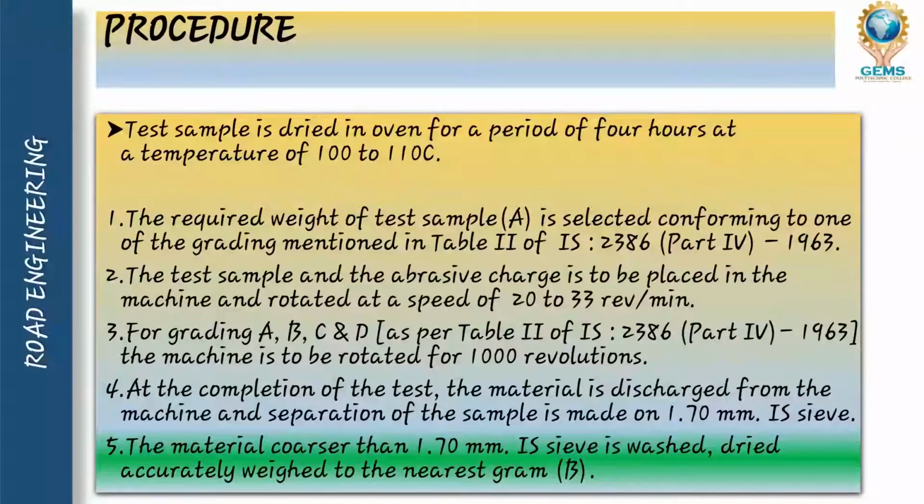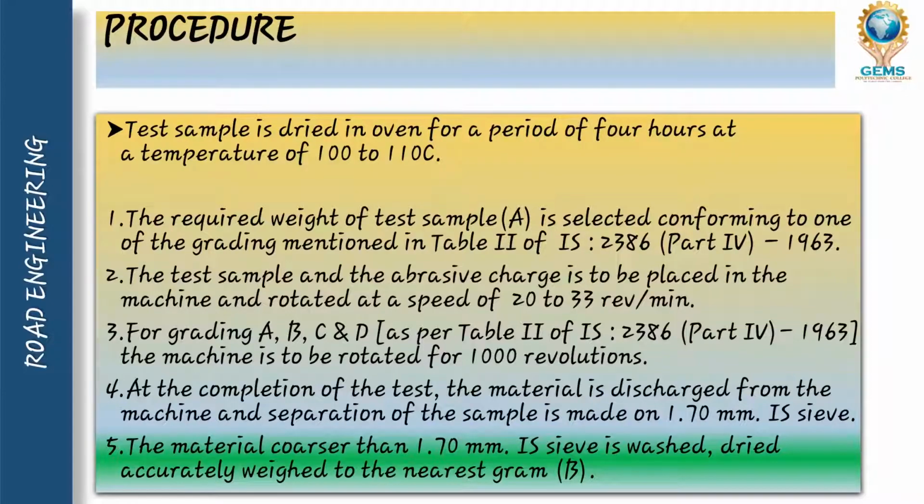Let us see the procedure of Los Angeles. The test sample is dried in an oven for a period of 4 hours at a temperature of 100 to 110 degrees Celsius. The required weight of test sample A is selected conforming to one of the gradings mentioned in table 2 of IS code 2386 part number 4, and this IS code was given in 1963. The test sample and the abrasion charges are to be placed in the machine and rotated at a speed of 20 to 33 revolutions per minute.